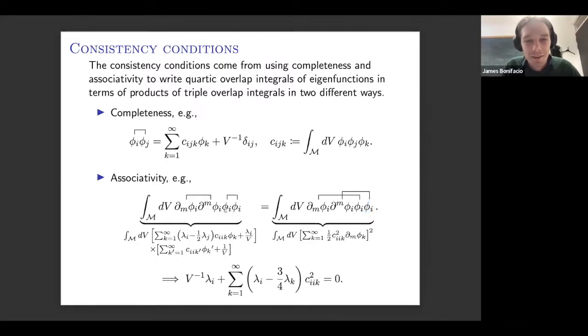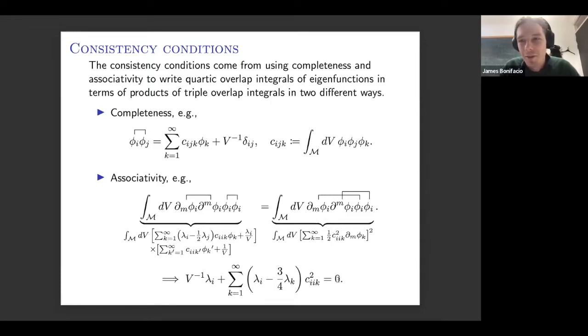And these have to give me the same result because they're just two different ways of computing the same integral, or rewriting the same integral. So what I end up with is this consistency condition that I've shown at the end here. So it tells me that some constant term, depending on the volume V, plus this infinite sum over squares of these triple overlap integrals with some prefactor, depending on the eigenvalues, must equal 0. So this is just some identity that has to be true.